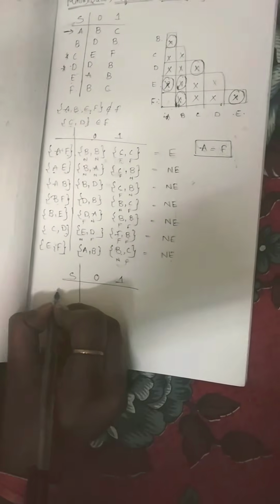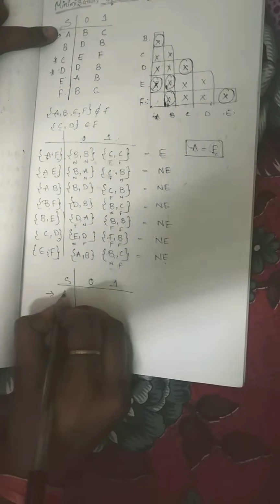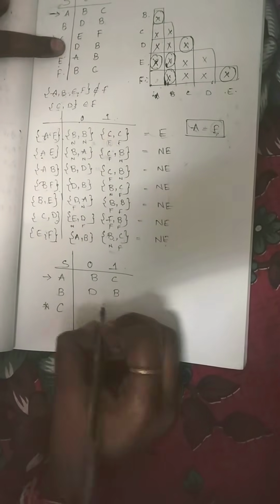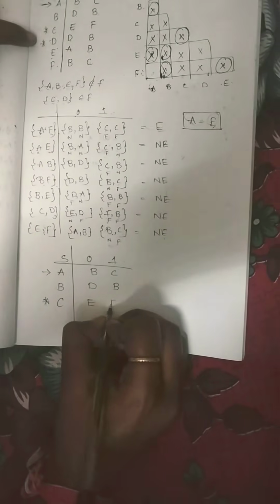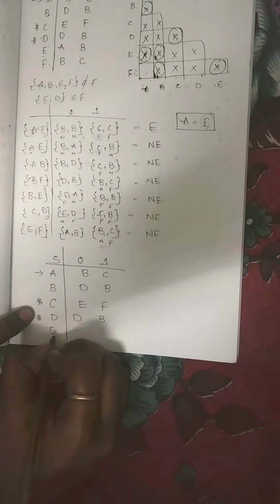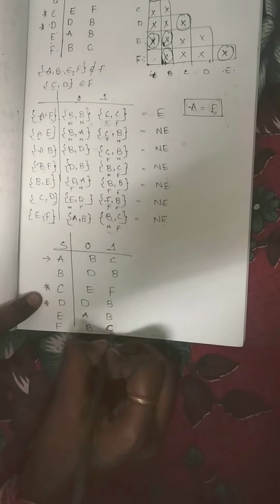Here 0, 1. Now we need to replace F with A. So here A: B and C. Then B: D and B. Now C: E and F. D: D and B. E: A, B, and F: B, C. Now A we need to replace with F, or else you can replace F with A.